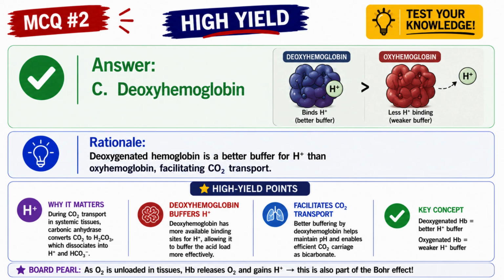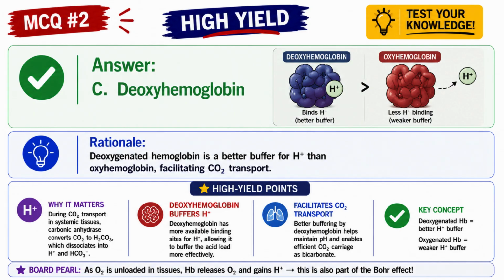At the tissue level, hemoglobin has just released its oxygen to the cells. It is now in the deoxygenated T-state configuration. Deoxygenated hemoglobin is a significantly better buffer for H+ than oxygenated hemoglobin. It accepts H+ ions, binding them to amino acid residues, neutralizing their effect, allowing CO2 to bicarbonate conversion to continue unimpeded. This H+ buffering by deoxyhemoglobin is not a coincidence.